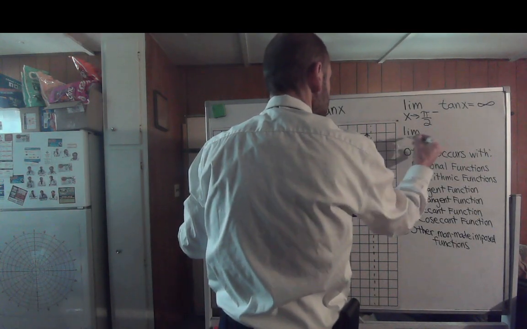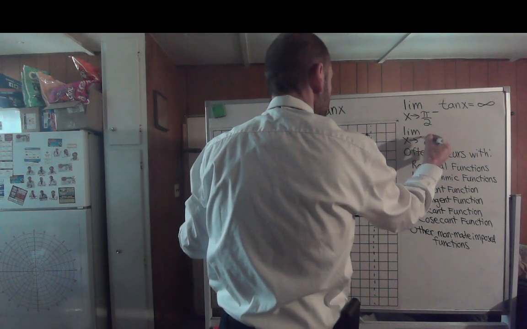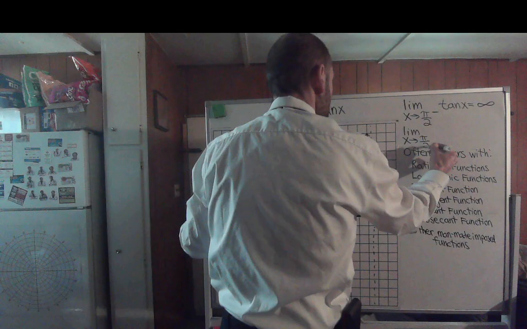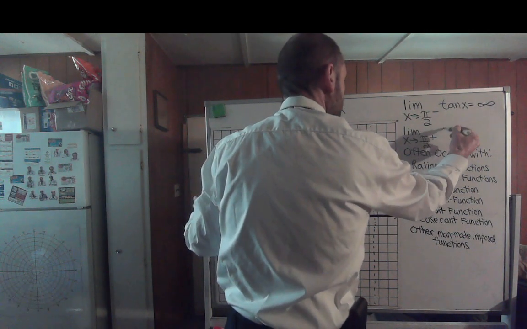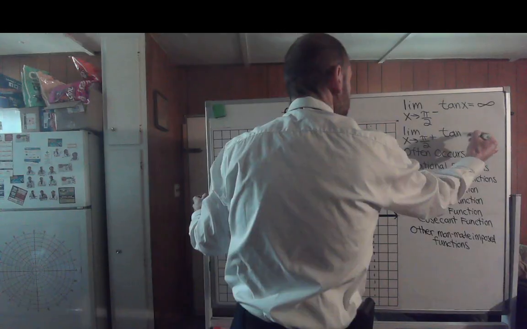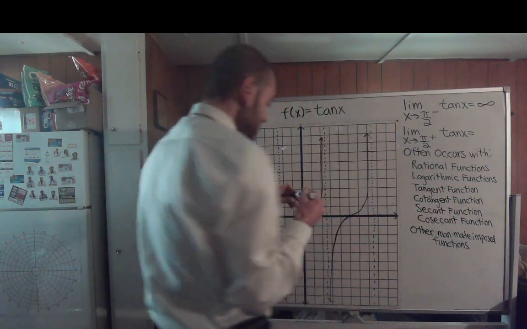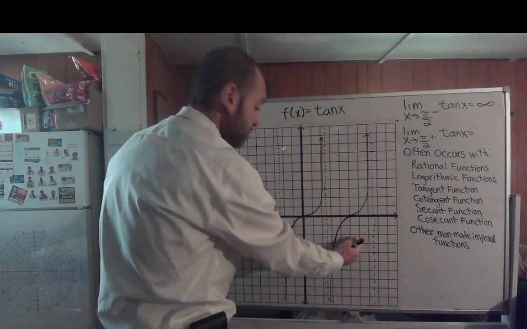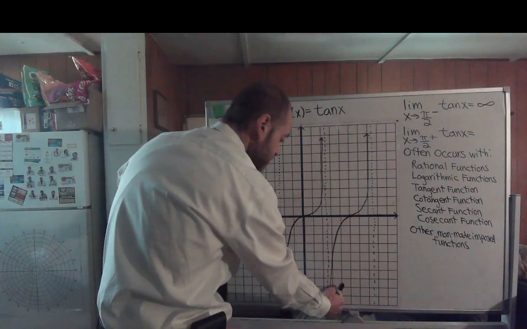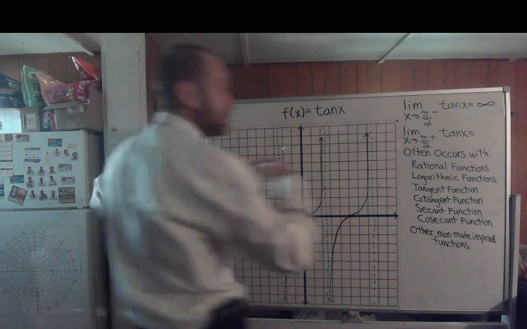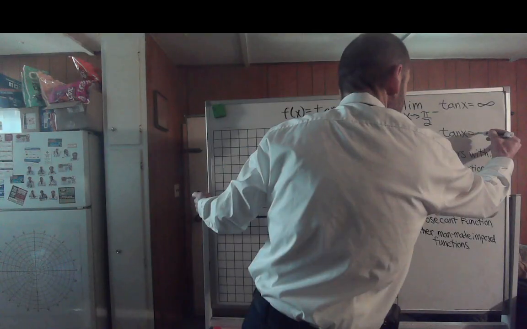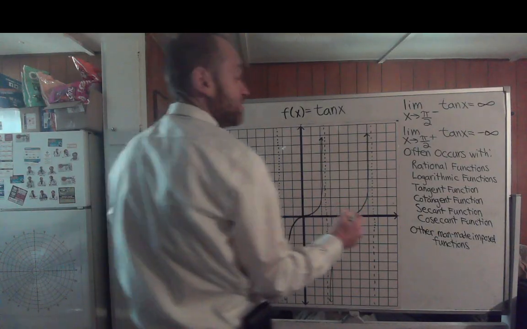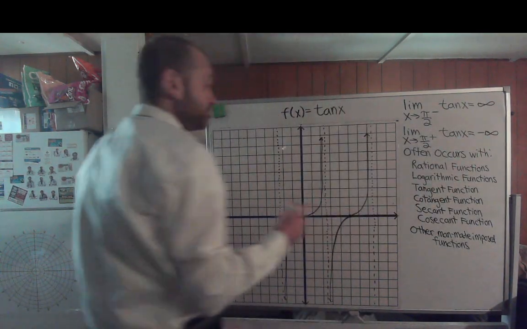The limit as x approaches pi over 2 from the right of the tangent of x. So let's get infinitely closer to x equals pi over 2 from the right. It's going down towards negative infinity. So the right-handed limit as x approaches pi over 2 of tangent of x is negative infinity.